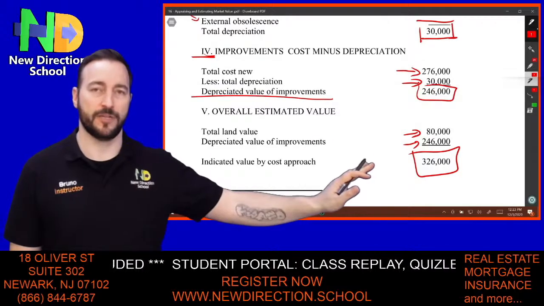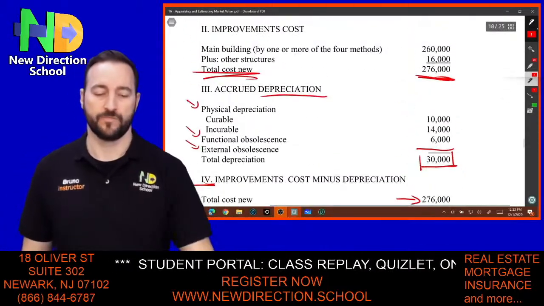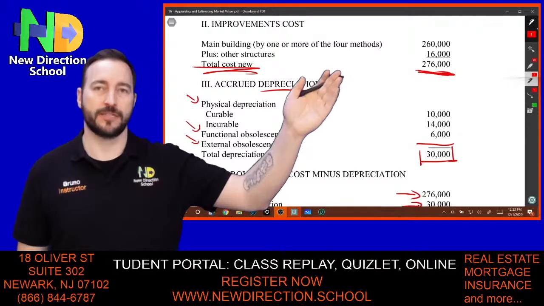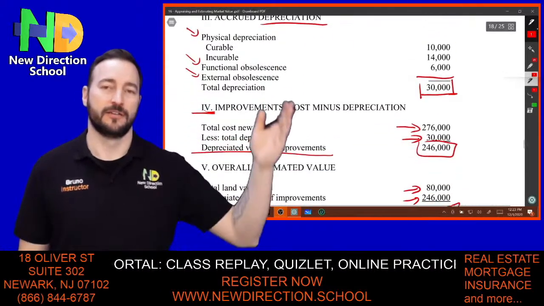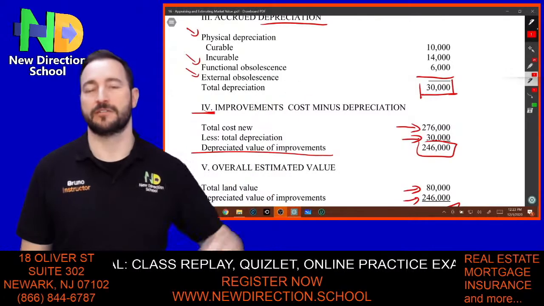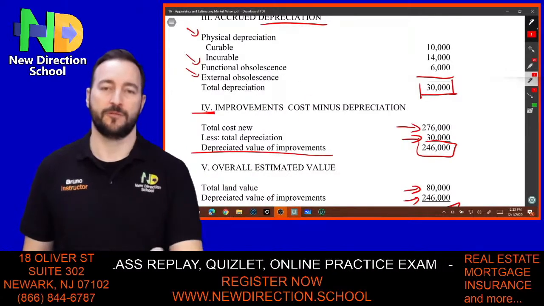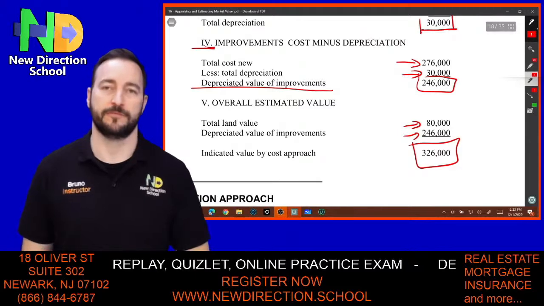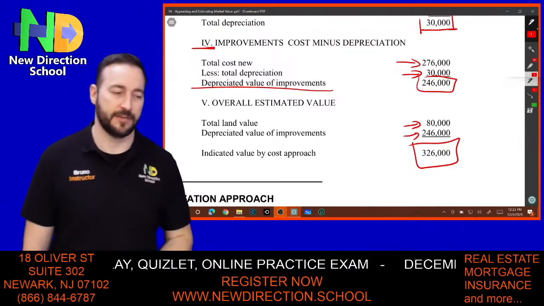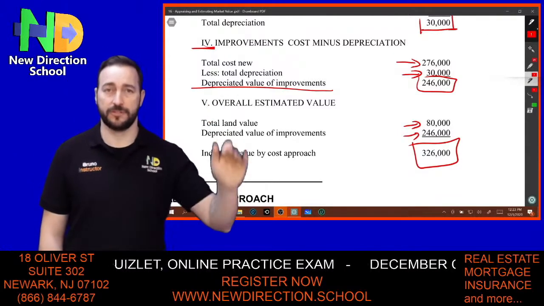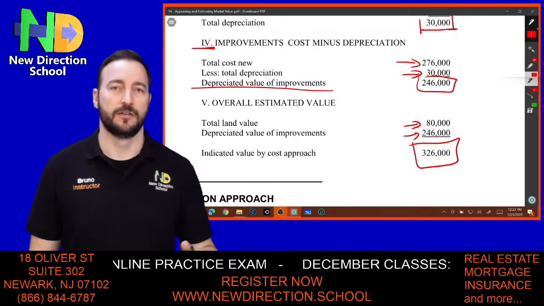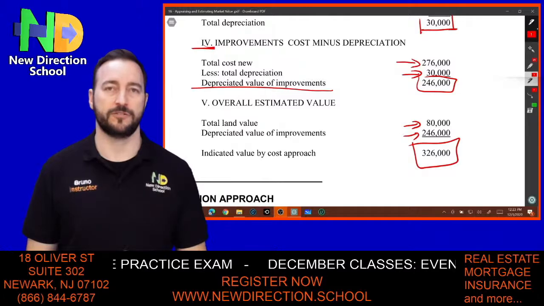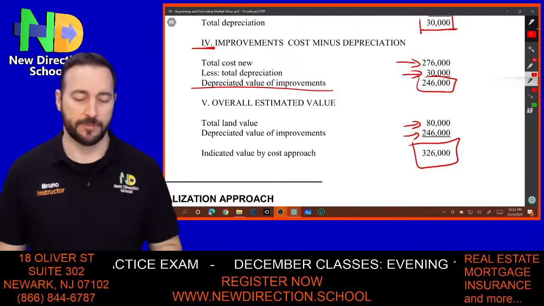So land separately. We're going to look at the improvements, how much they cost. We're going to figure out depreciation. From the improvements, we deduct the depreciation. And then we add the land value. That's it. Only 5 steps. If you guys go through this illustration, that's one of the things I like about this book. Their illustrations are on point, very simple, very easy to understand. But go through it a couple times if needed.